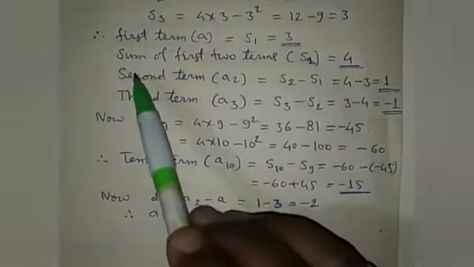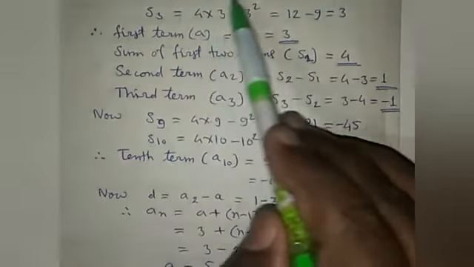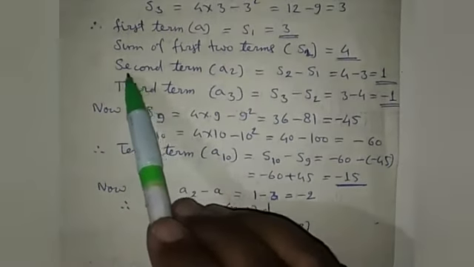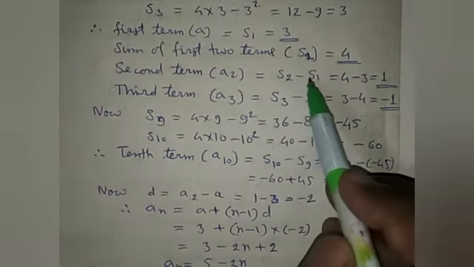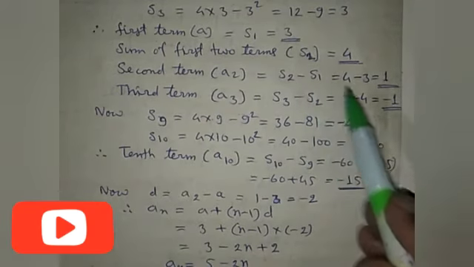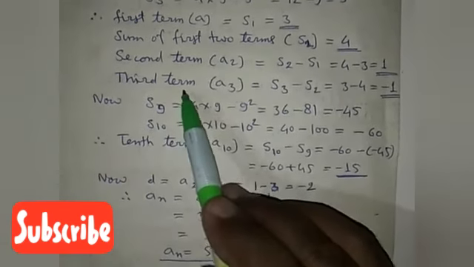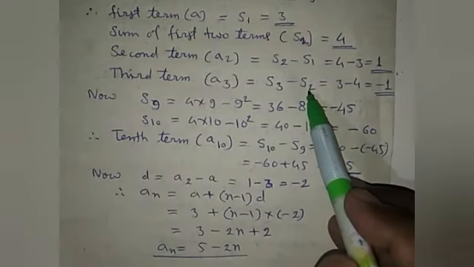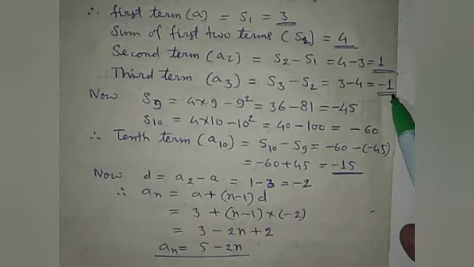The first term is 3. The sum of the first two terms means S2, which we have found is equal to 4. So S2 equal to 4. Similarly, the second term will be equal to the sum of two terms minus the sum of one term, means S2 minus S1. So it is equal to 4 minus 3, that is equal to 1. Now the third term A3 will be equal to the sum of three terms S3 minus the sum of two terms S2. So it is equal to 3 minus 4, that is equal to minus 1.